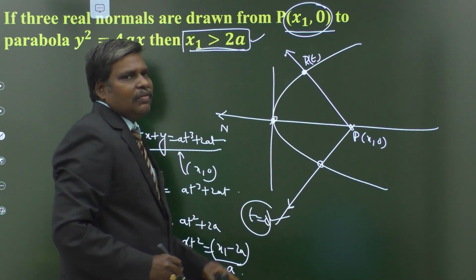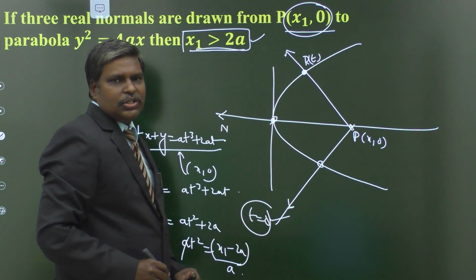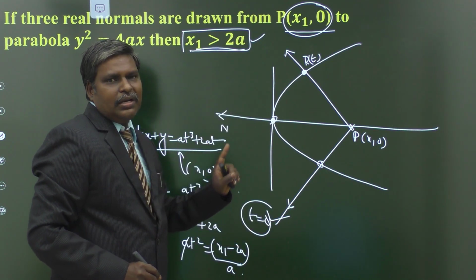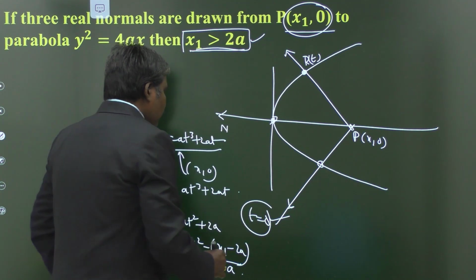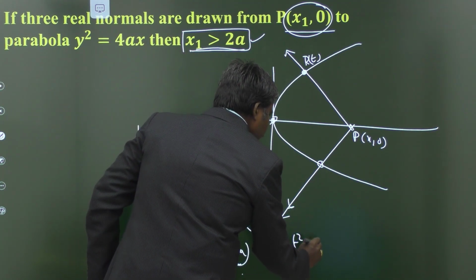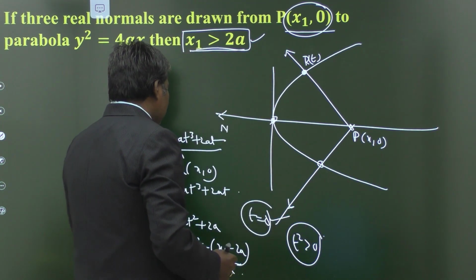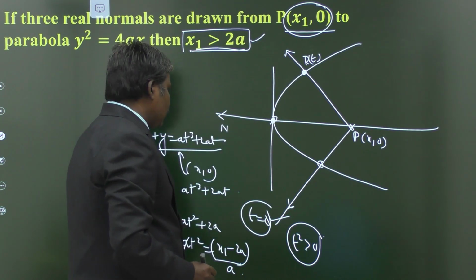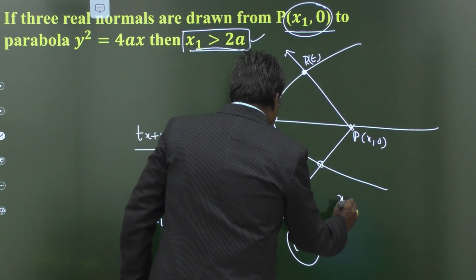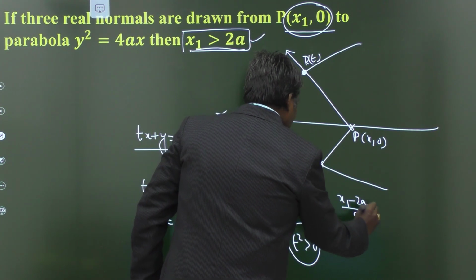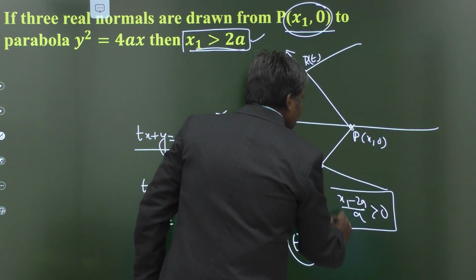T square is always positive for t not equal to 0. For t equal to 0, one root is obtained, one normal is obtained. So t square is always positive, then only we obtain the three real and distinct roots. Therefore, (x1 minus 2a) by a must and should be greater than 0.